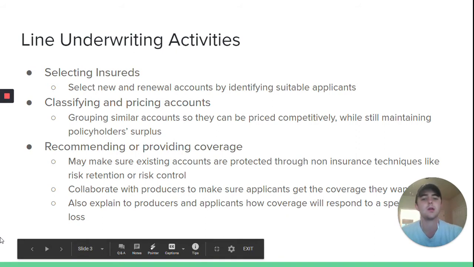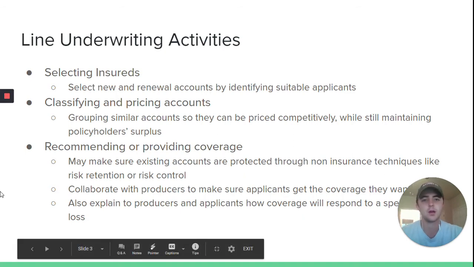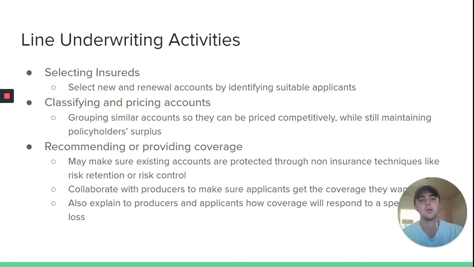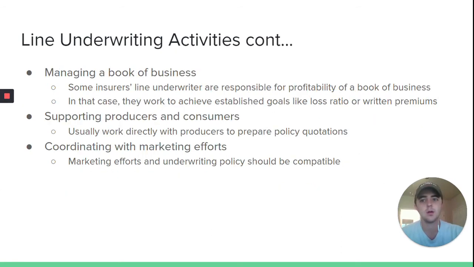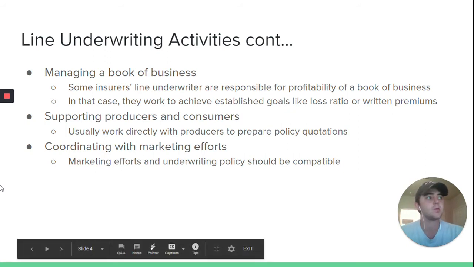They make sure existing accounts are protected through non-insurance techniques, like risk retention or risk control. And they collaborate with producers to make sure that the customer's getting what they want. They also explain to producers and applicants how coverage will respond to a specific loss. Line underwriters also, in some cases, manage a book of business. It's not every insurer that does this, but some, they're responsible for meeting the profitability goals.